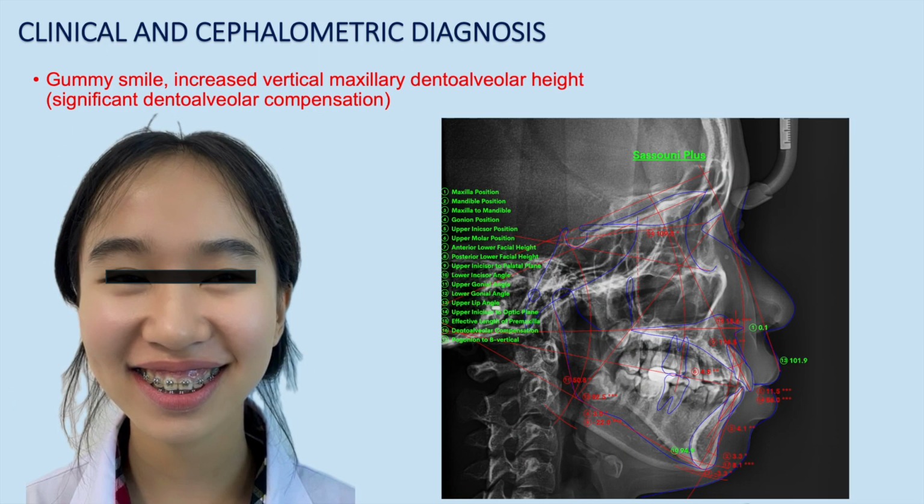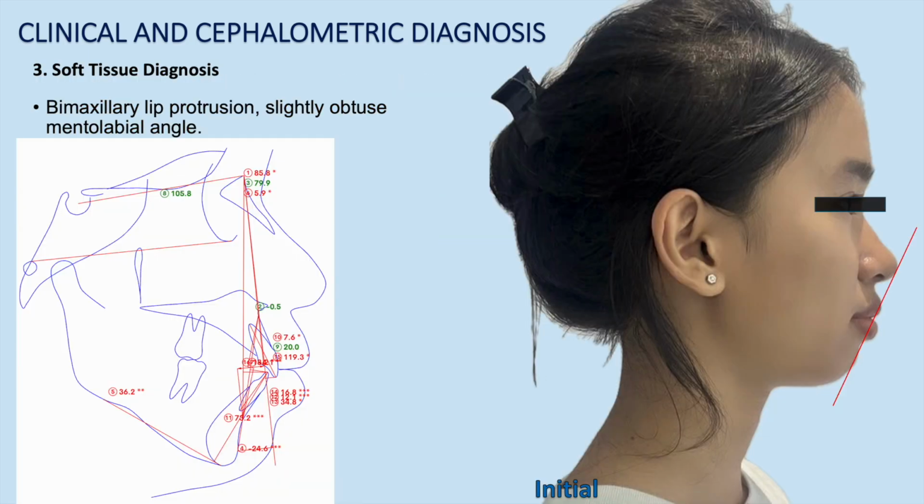The patient revealed a gummy smile and increased vertical maxillary dentoalveolar height. We can assess it through our cephalometric analysis. And we have a convex profile with bimaxillary lip protrusion.